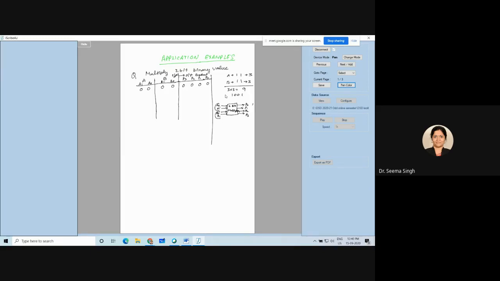Your P0 and P3 LEDs should be glowing, and the P1 and P2 LEDs should not be glowing. If you give A0, A1, B0, B1 as 1, 1, 1, 1, it means you are giving 3 and 3. The circuit you make should multiply 3 and 3. It will give 9, and 9 will be given at the output as 1001. So P0 and P3 will be glowing, and the P1 and P2 LEDs will not be glowing.